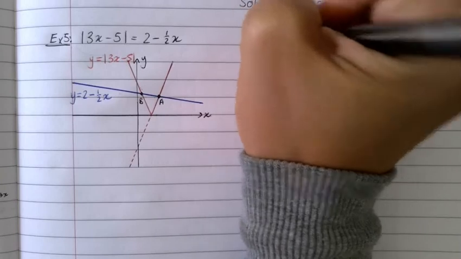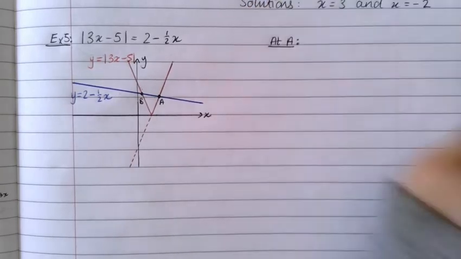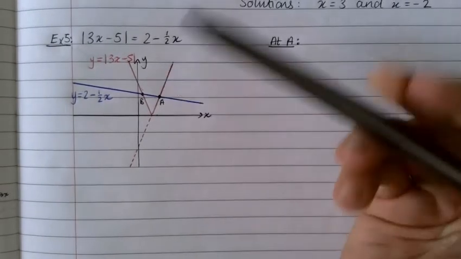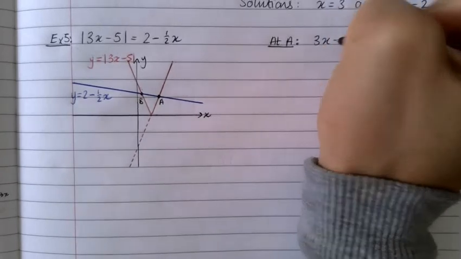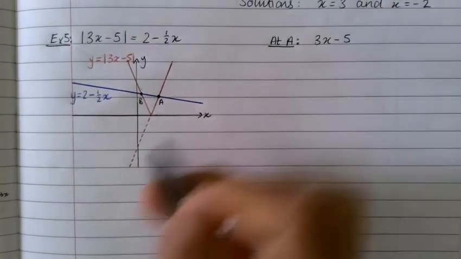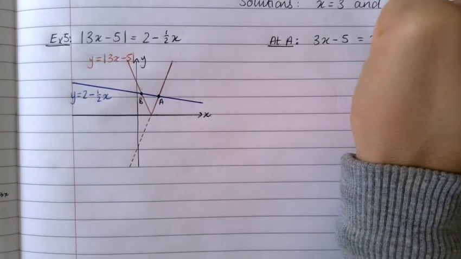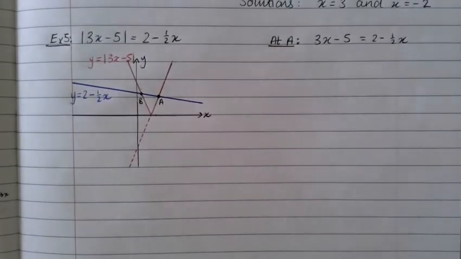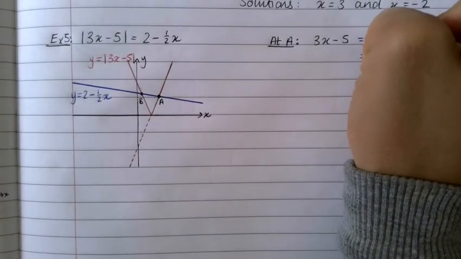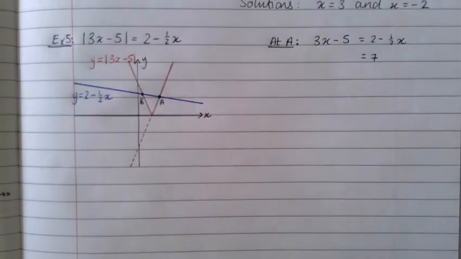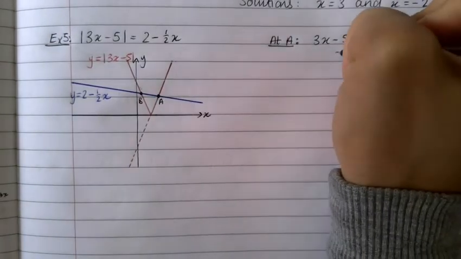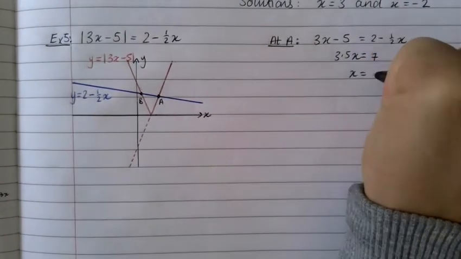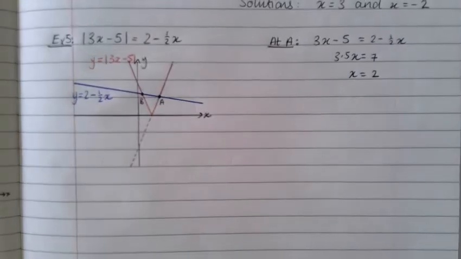So we're first going to consider what's happening at point A. Well, at point A, we have the modulus function that isn't reflected, so it's just the standard plot of 3x take away 5, and that's intersecting with the plot 2 take away a half x. So this is a really quick and easy equation to solve. Going to have 7 over here when we add 5 to both sides, and if we add a half x to both sides, we're going to have 3.5x. And then dividing both sides by 3.5, x is equal to 2. Great, that was quick.